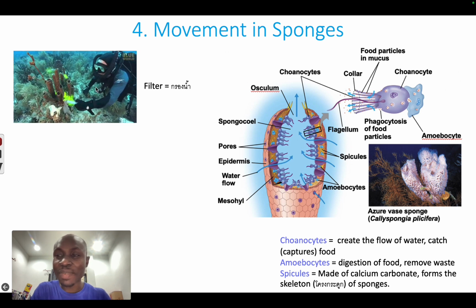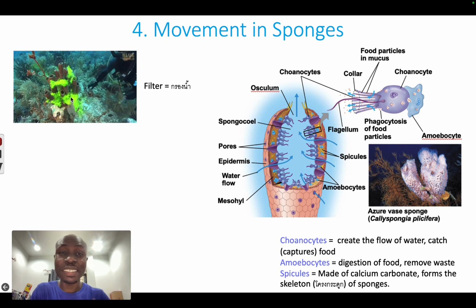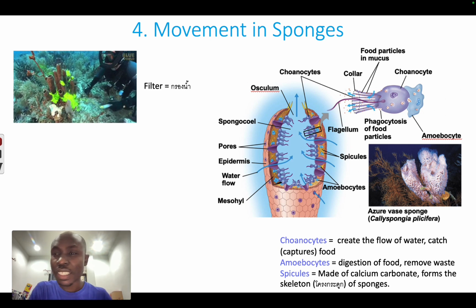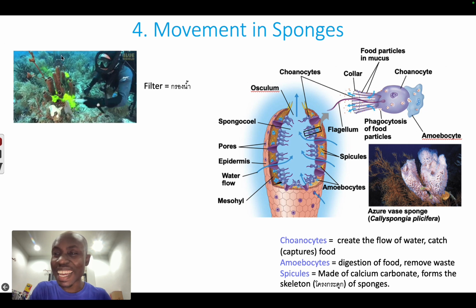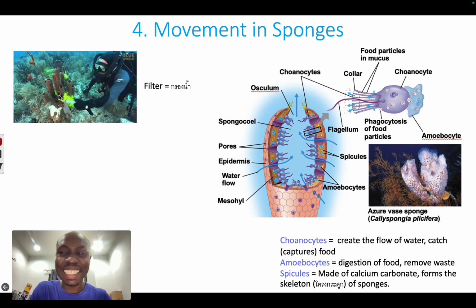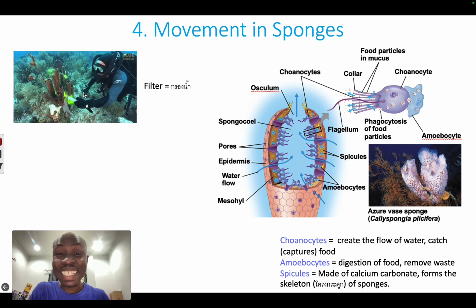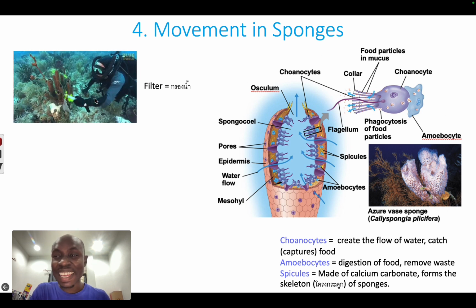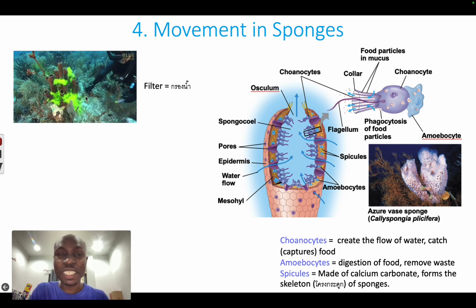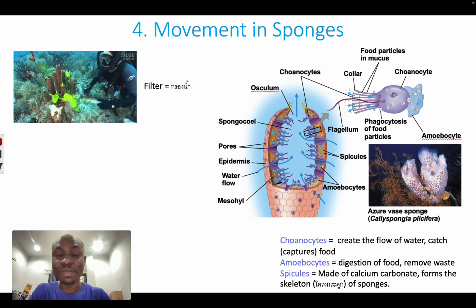Sponges are animals that live in water. You can see in this picture they live under the ocean. And you might be thinking, wait, teacher, this does not look like an animal. It looks like a plant. Yes, but it is an animal, and we call them sponges. They're very important for the environment in the ocean.